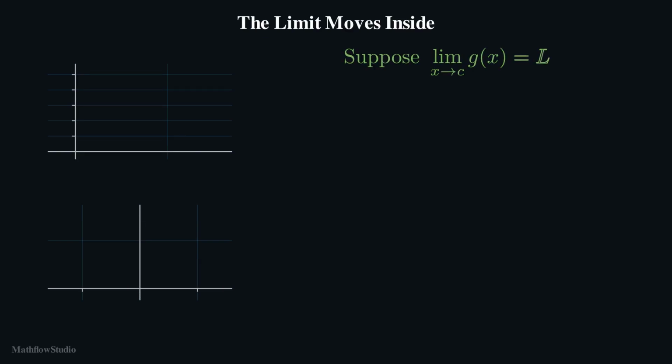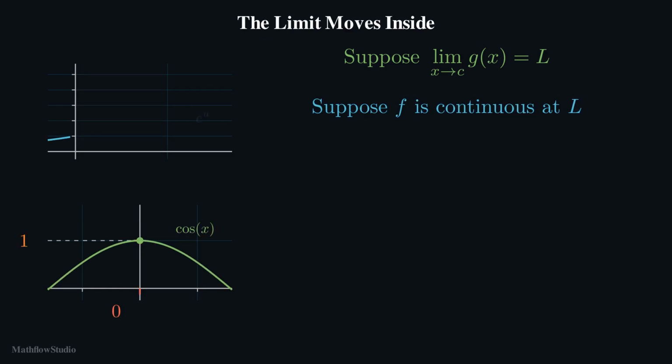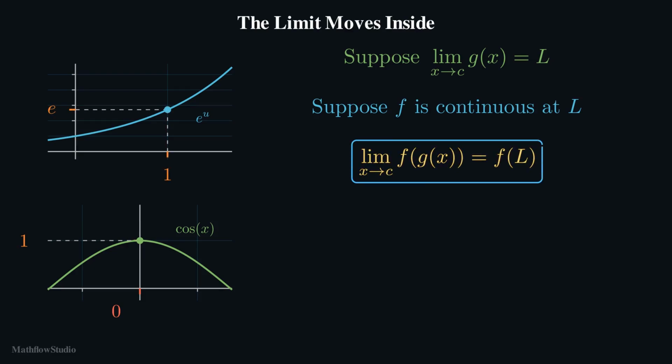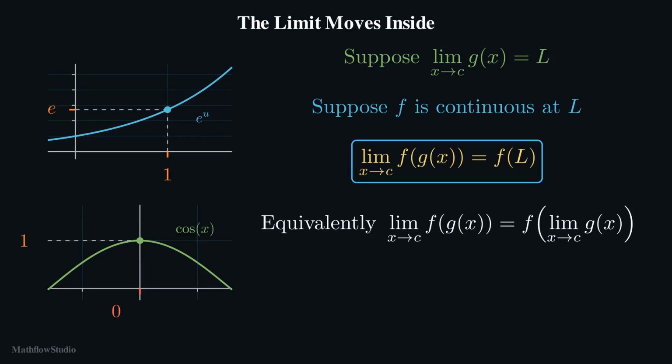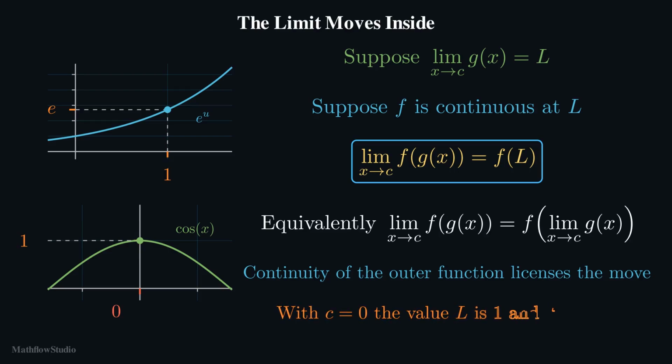A theorem lets a limit pass through the outer function of a composition, and it is a conditional with two hypotheses. Suppose the inner function approaches some value as the input approaches a chosen point. Suppose also that the outer function is continuous at that value. Under those two conditions, the composition approaches the outer function evaluated at that value. Written the other way, the same statement puts the limit inside the outer function. Continuity of the outer function is the hypothesis that licenses the move. With the chosen point at 0, the value the cosine approaches is 1, and the exponential sends 1 to e.